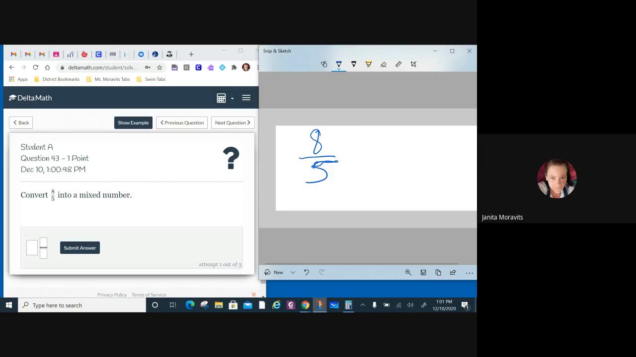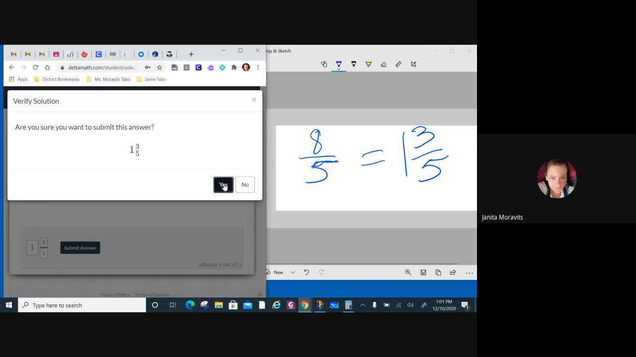Okay. Now, if we want to make that a mixed number, first of all, we got to figure out how many whole ones we have. Well, how many 5s are there in 8? There is 1 5. All right. And there are 8 pieces, and it takes 5. So 8 minus 5, we would have 3 left over. So 1 3/5. All right, I'm going to submit that answer.